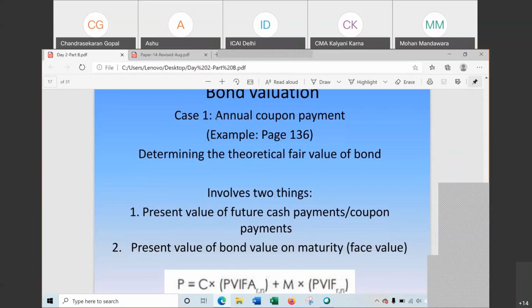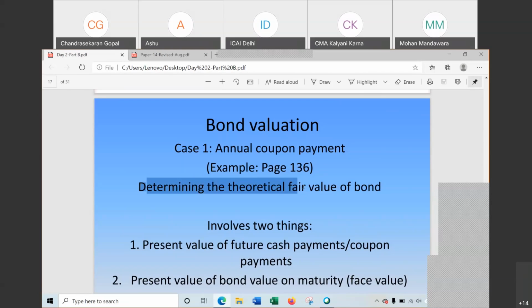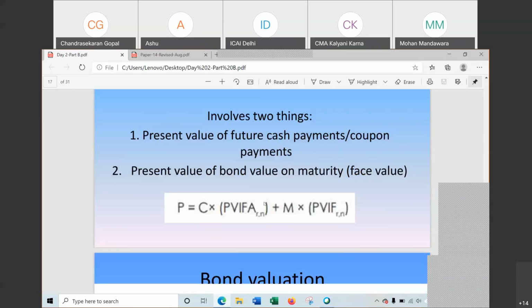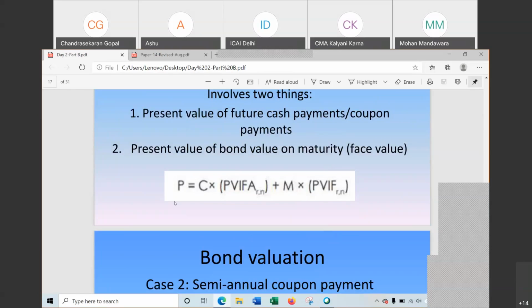Case 1, when there is annual coupon payment, that is interest is paid annually on the bond. In that case, what is bond valuation? It is the determination of the theoretical price of the bond. Now how to find bond value? With the help of this formula: P is the value of bond, C is coupon payment, multiplied by the present value annuity factor. M is the maturity value, that is the face value of the bond payable on maturity, multiplied by the present value factor at the time when it is repaid.